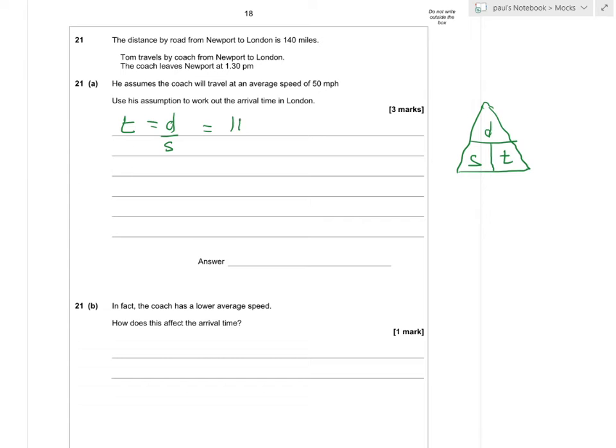The distance we're going is 140 miles and the speed we're going is 50 miles an hour. So 140 divided by 50 equals 2.8 hours. Now to change that 0.8 into minutes, you multiply it by 60. So 0.8 times 60 equals 48. So this is a 2 hours 48 minutes journey time.